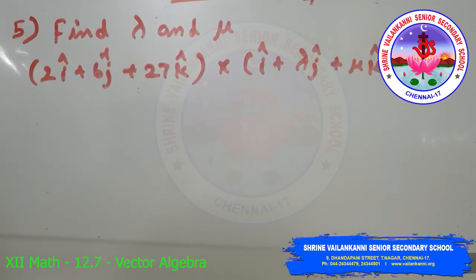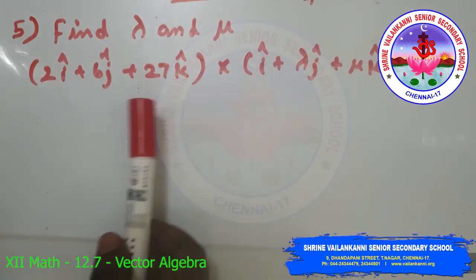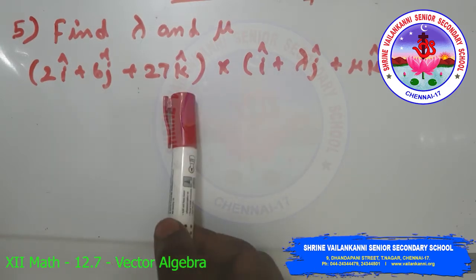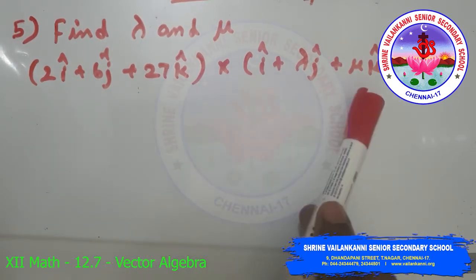Fifth question: find lambda and mu if (2i + 6j + 27k) cross (i + lambda j + mu k) is equal to the 0 vector. So we have to find lambda and mu. The vector cross product of 2i + 6j + 27k and i + lambda j + mu k.